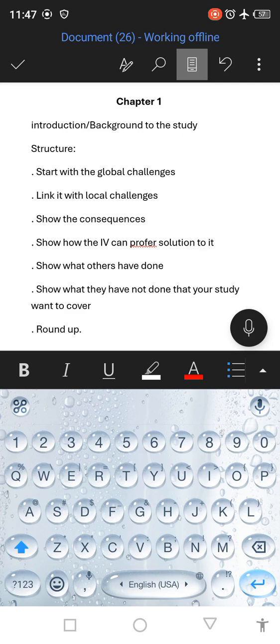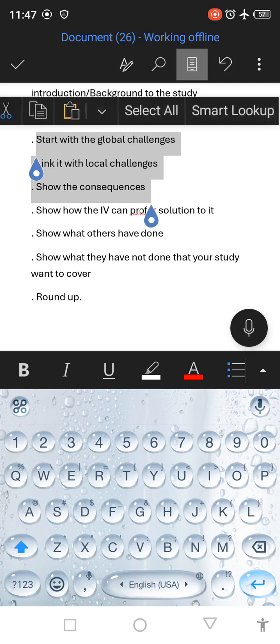Do you understand? Now I'm talking about showing the consequences. I'm talking about these first 3 points at the same time. So from your global challenges, you are going to link to the consequences and link it down to the local challenges. How have the consequences of the global challenges brought about the challenges you're facing in your locality, in Nigeria, in Ghana, in South Africa, in Sub-Saharan Africa, in whatsoever the scope of your study centers on? How has it affected it?